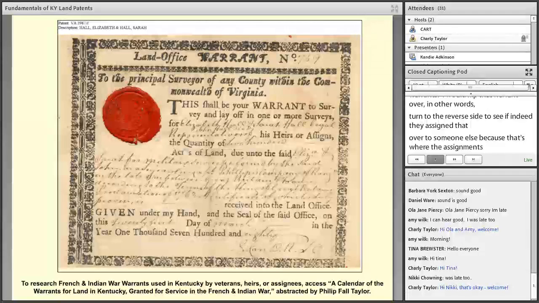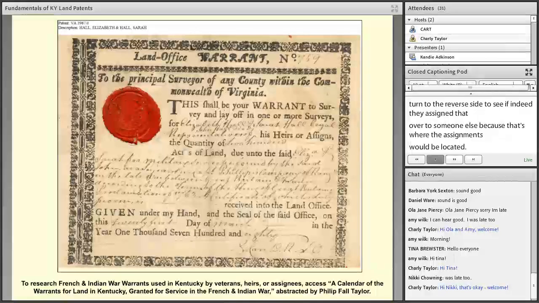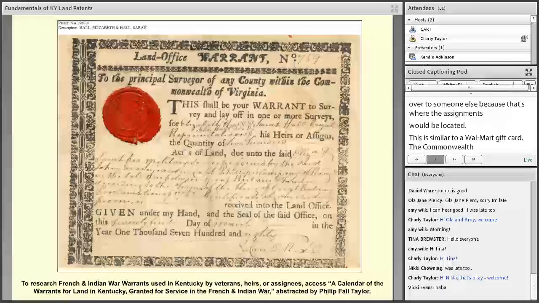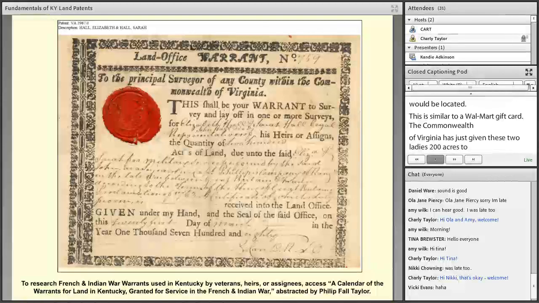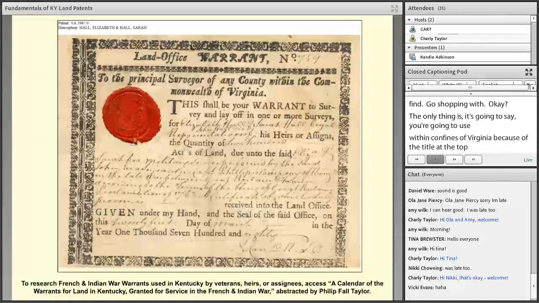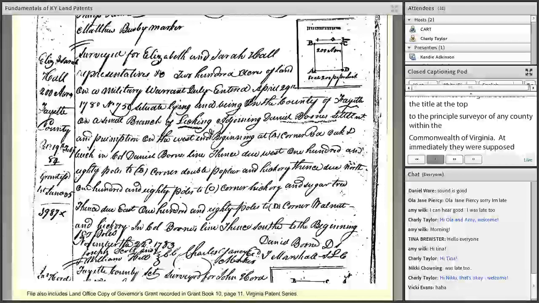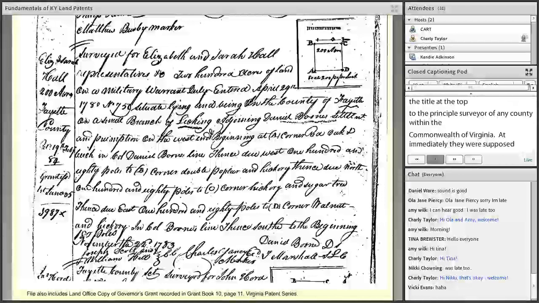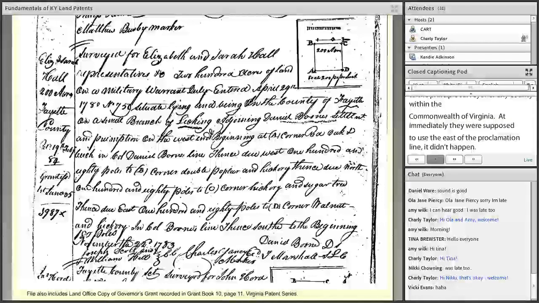This is similar to a Walmart gift card. The Commonwealth of Virginia has just given these two ladies 200 acres to go shopping with. The only thing is, you're going to use it within the confines of Virginia, because of the title at the top, to the principal surveyor of any county within the Commonwealth of Virginia. Admittedly, they were supposed to use it east of the proclamation line. It didn't happen.